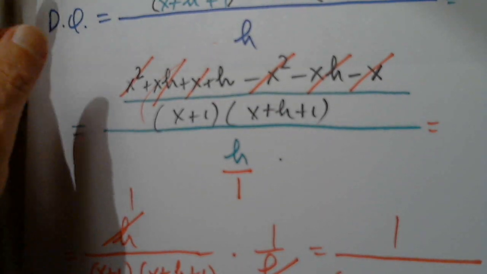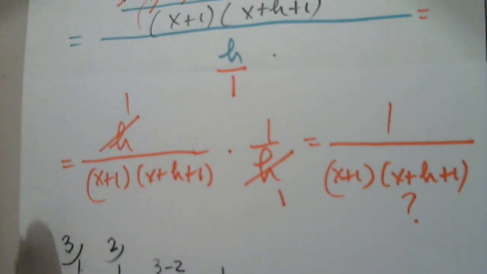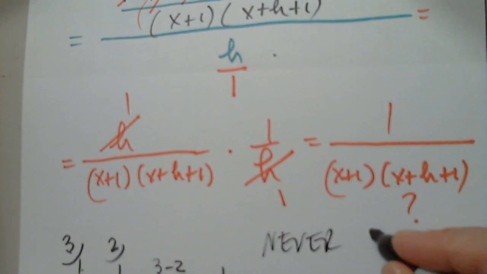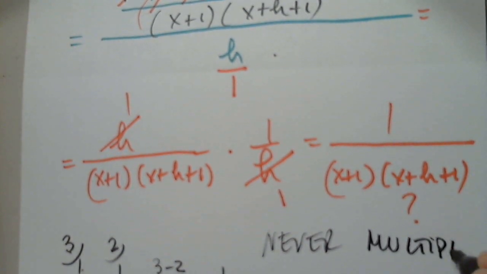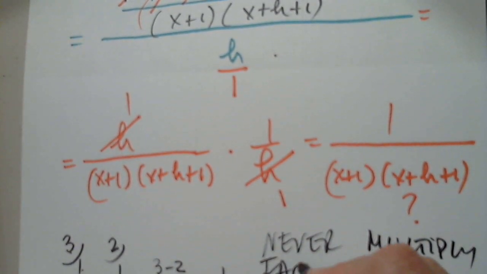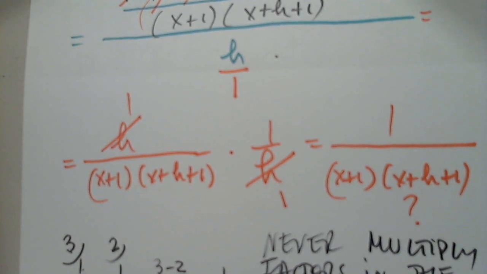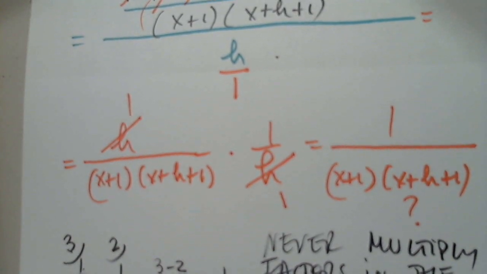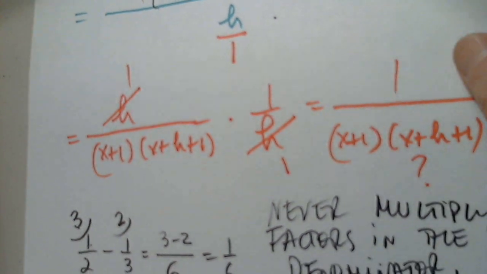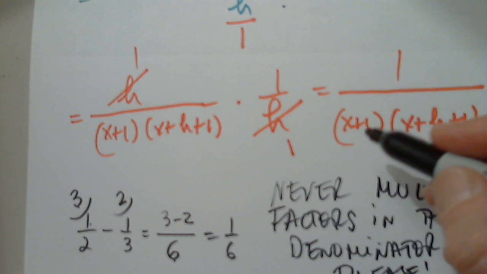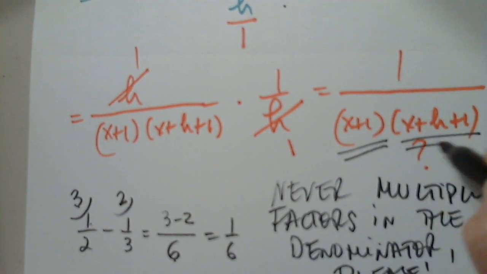Let me write it for everyone to see. Never multiply factors in the denominator. Please, please, do not multiply factors in the denominator. This is it. Don't touch that, please.